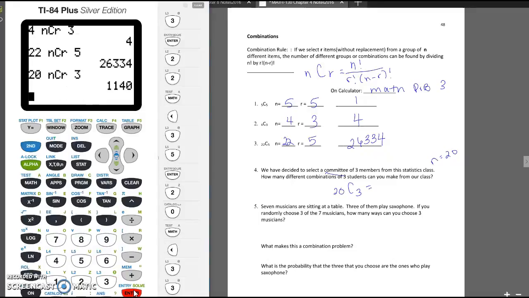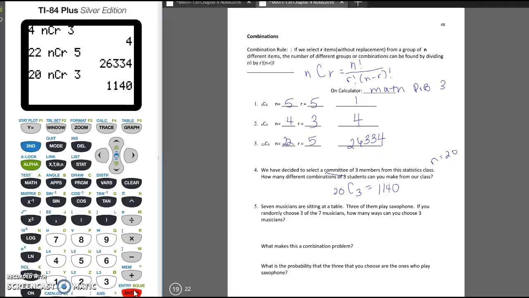And here we'd see that there are 1,140 ways to do this. For our next problem, it says that 7 musicians are sitting at a table. 3 of them play saxophone. If you randomly choose 3 of the musicians, how many ways can you choose the 3 musicians who play saxophone?